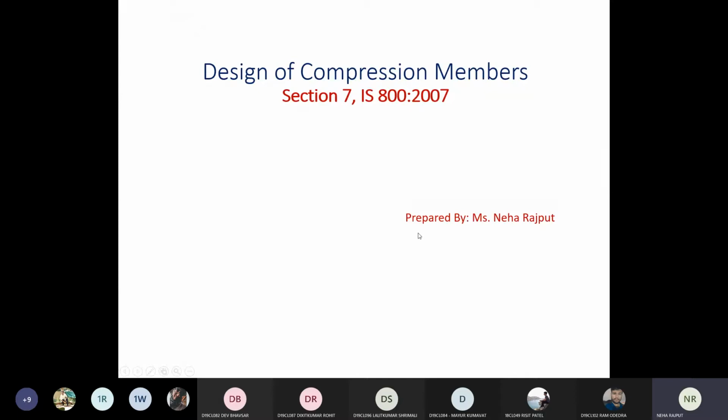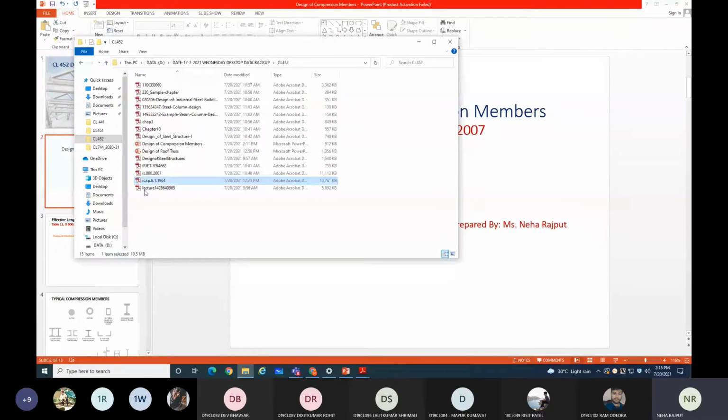So, design of compression member. The very first thing you require for this session is the IS 800 2007 code. This is the steel code that you require for the steel design of member and structure both. Right. So the design of compression member is given in section 7 of IS 800 2007.